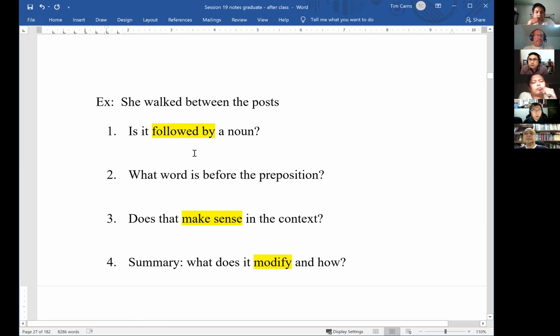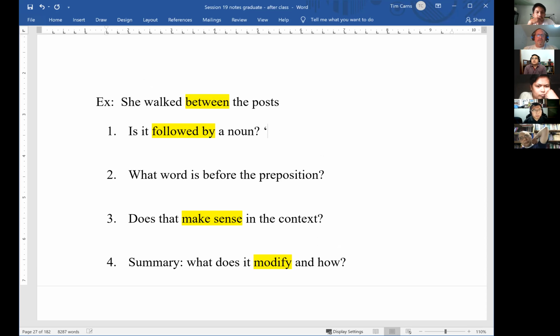The first preposition is between. And it's followed by the noun, the posts. And then, the is an article, right? So it goes with the post. So post is a noun, right? Yes, Pastor. Okay. So we do have a preposition here.